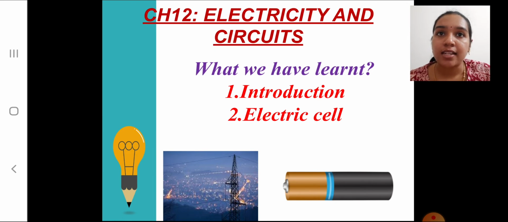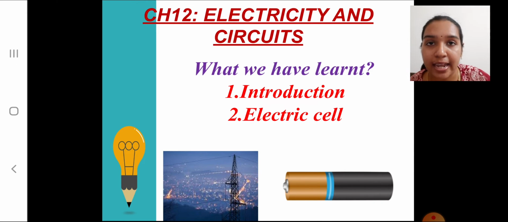In this chapter, till now, we have seen a brief introduction and we have learned the concept of an electric cell in the previous class. So in the introduction, we learned why electricity is important to us and various purposes of electricity uses. Like discussed in the previous class, we learned about the external features and internal features of an electric cell, and we have also learned about the description of a torch bulb.